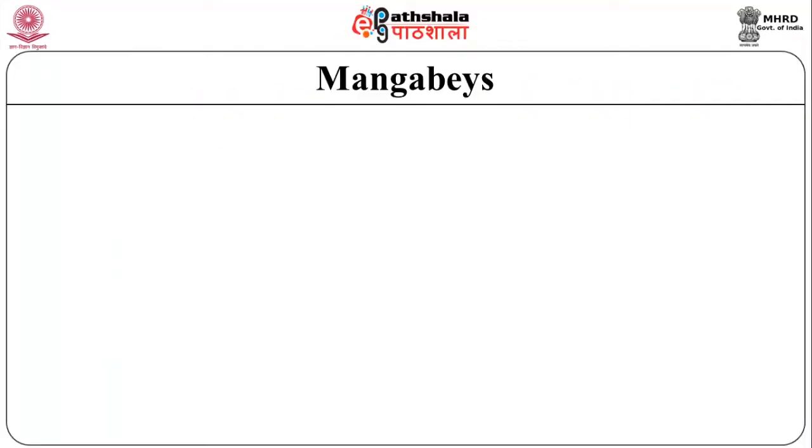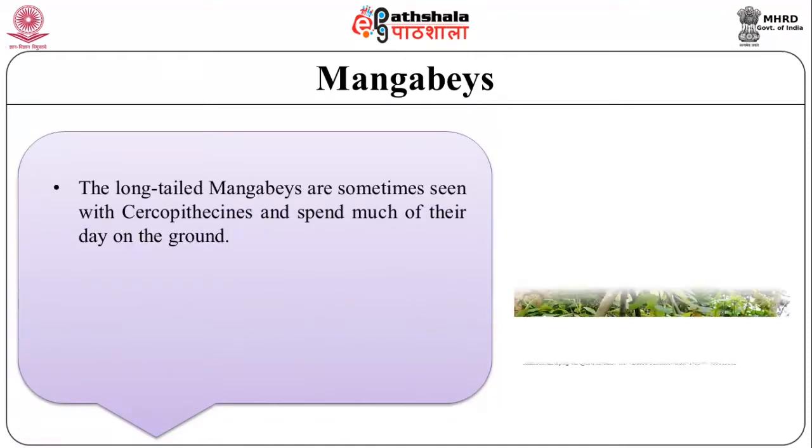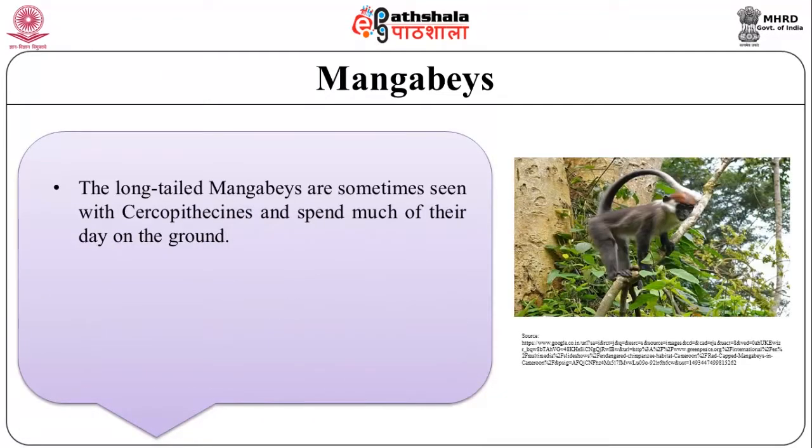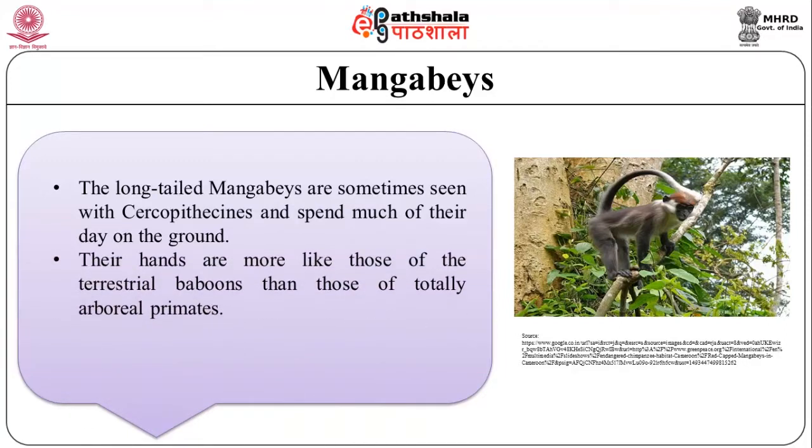children. Now the mangabeys. The long-tailed mangabeys that are sometimes seen with guenons spend much of their day on the ground. Though they possess some adaptations to life in the trees, they also have some of the traits of terrestrial primates. Their hands, for instance, are more like those of the terrestrial baboons than those of totally arboreal primates. They live mostly in the swampy forests of Africa.